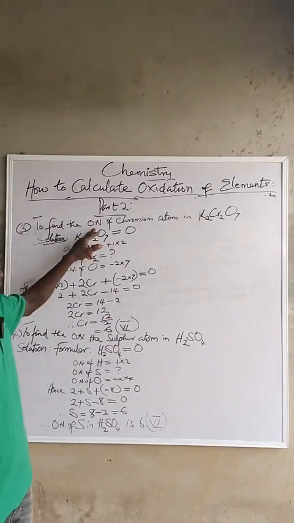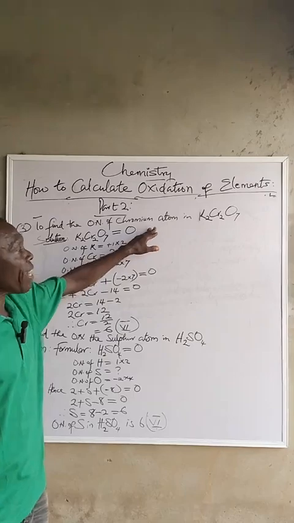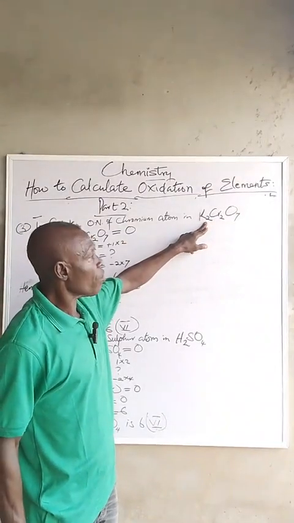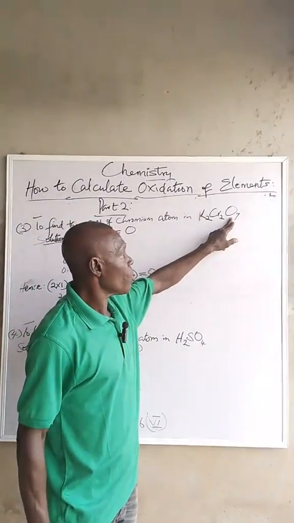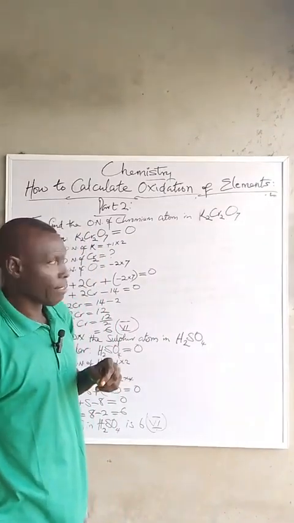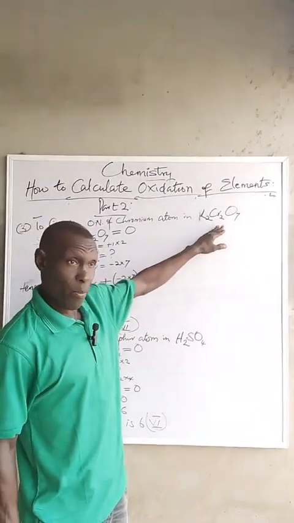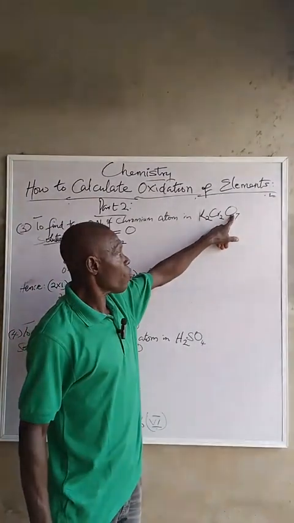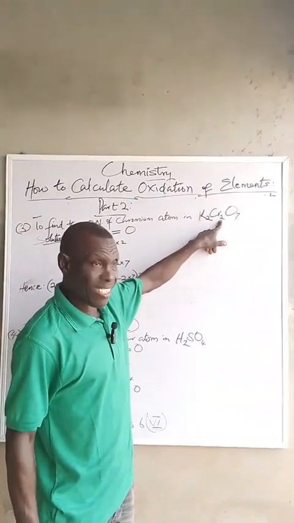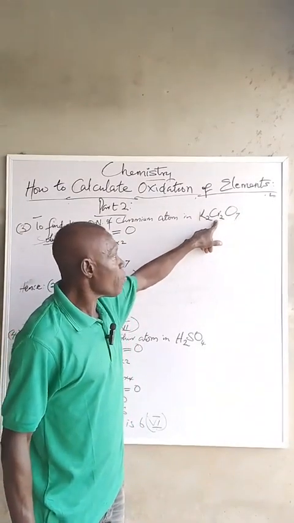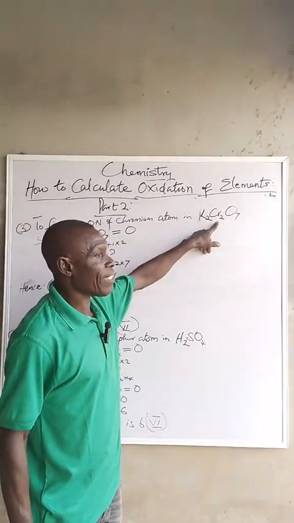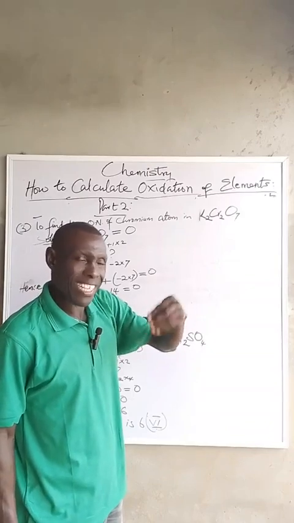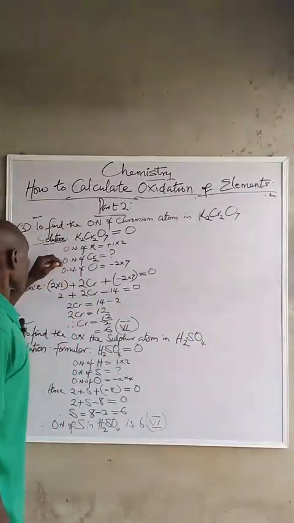To find the ON of the chromium atom in dipotassium heptaoxodichromate 6. That is the full name of this compound, the nomenclature. Now, the chromium atom here is exhibiting the power of 6. So how we get that 6 is what we want to do now.